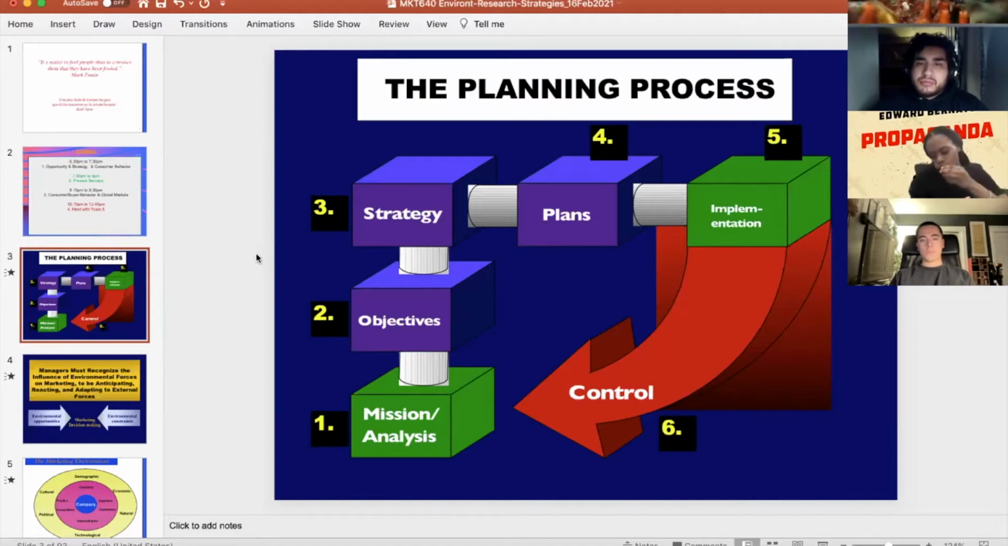And why do you implement the 4 Ps? In order to complete the strategy. And what's the point of the strategy? It is to reach your objectives. So it's extremely important to understand how the things work together, the order of things, and what's the purpose of each one of them.